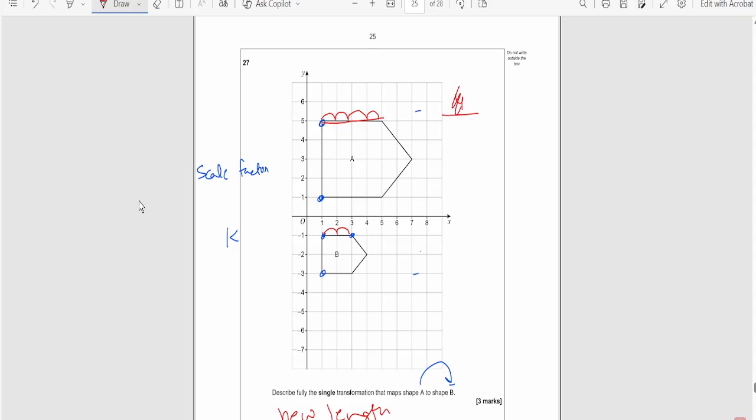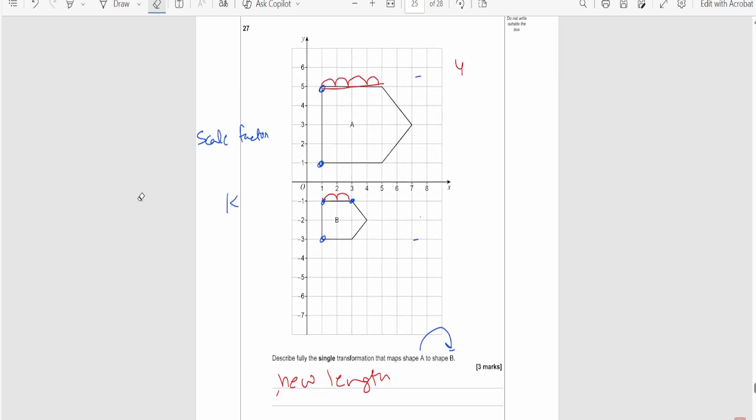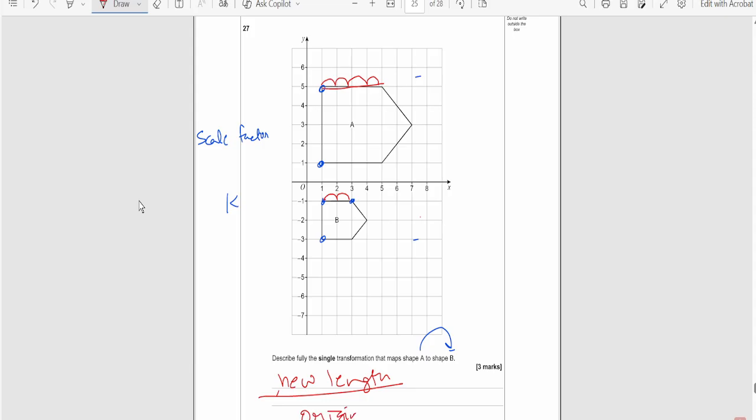So if we divide, what we have to divide? New length with original length. If you see, new length is 2 and original length is 4. So 2 divided by 4, which is 1 half, right? If you divide 2 with 2, you get 1, 4 with 2, you get 2. 1 half is 0.5. So the answer is 0.5. Okay.